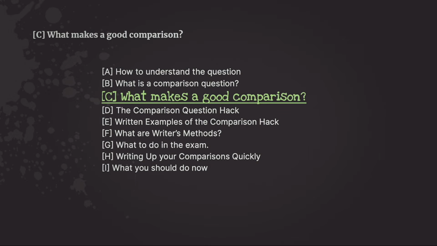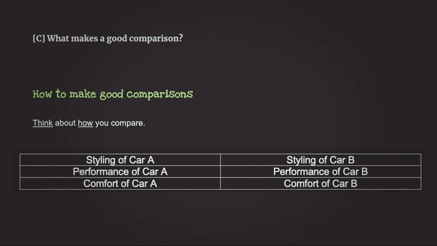Section C, what makes a good comparison? You'll also get more marks if you think about how you compare. Not all comparisons are equal. Let's say you're a car journalist, for example, and you're comparing two cars. You wouldn't compare the styling of one car with the comfort of the other. Instead, you would look for areas that you would compare, like this: the styling of car A compared to the styling of car B, the performance of car A compared to the performance of car B, or the comfort of car A and the comfort of car B.